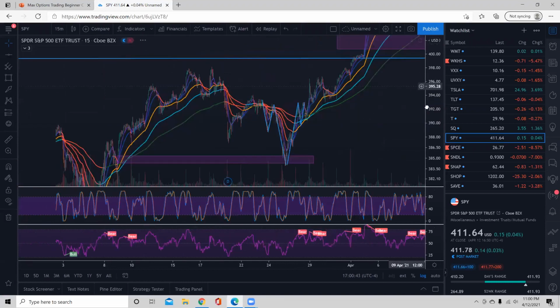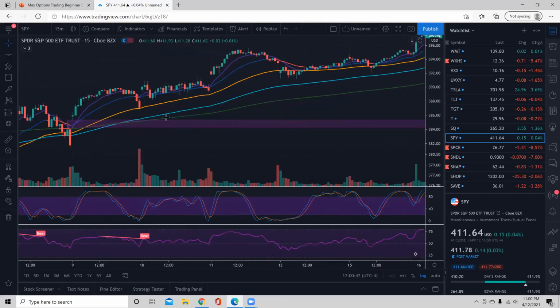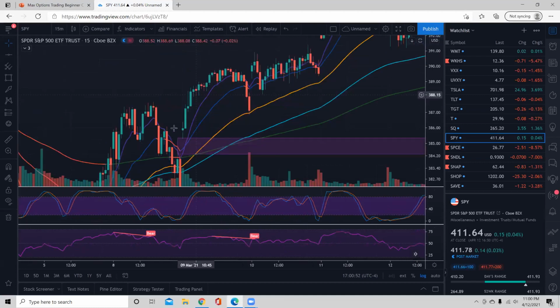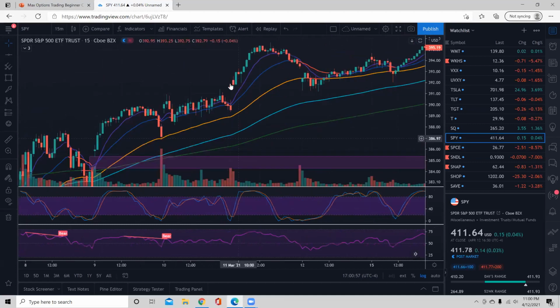Okay, gaps can take time to fill. Let's take a look at this little gap here. See, we gapped up, and then by 10 a.m. the next day, we had a massive run up. So very bullish. And it didn't even come down to test. We gapped up again right here.